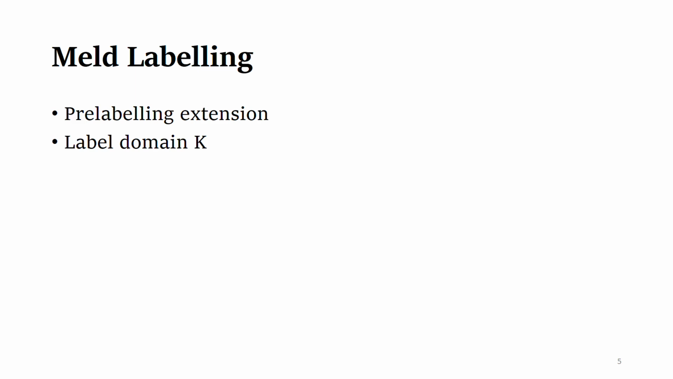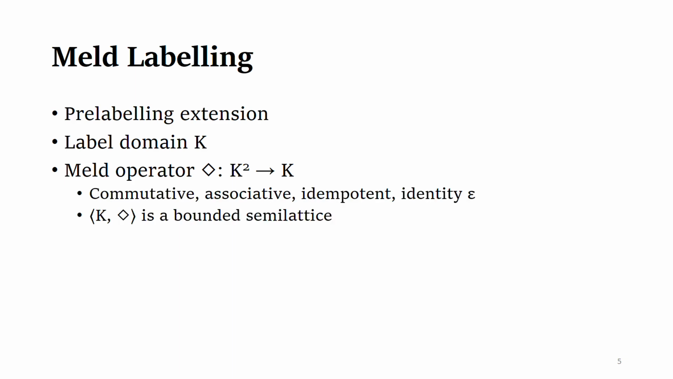Meld labeling is a pre-labeling extension which we will use to perform versioning. The result is that a node's label is a combination or melding of the labels of its incoming neighbors. Given a label domain K, we define a binary meld operator diamond taking in two labels and returning one. The meld operator is any operator upon K which is commutative, associative, idempotent, and the identity epsilon in K is defined with respect to the meld operator.